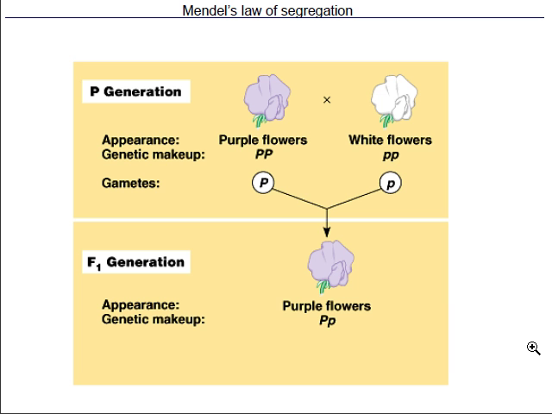Let's follow what happens now, paying attention to the gametes in those first crosses. In the parental generation, each of the true breeding individuals is homozygous, so each of them can only produce one type of gamete. The gametes have only one of the two alleles, either big P or little p. Put those two together, and now you have a heterozygote in the F1 generation, and that's why all those are purple.